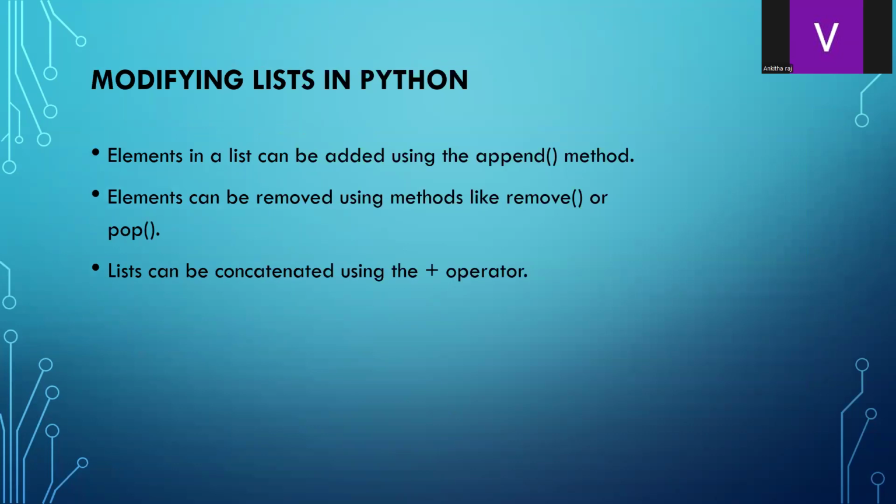Modifying list elements in Python. Elements in a list can be added using the append method. Elements can be removed using methods like remove or pop. Lists can be concatenated using the plus operator.